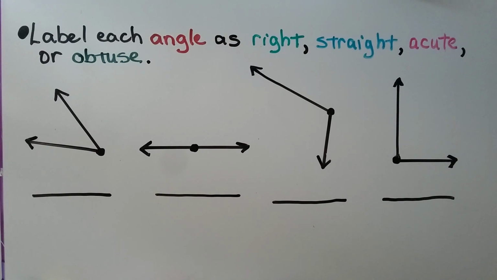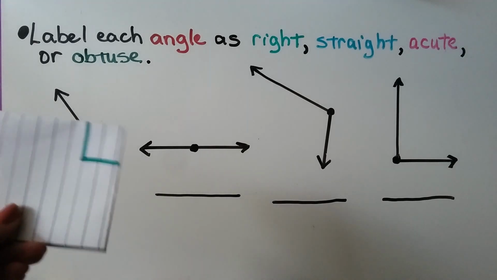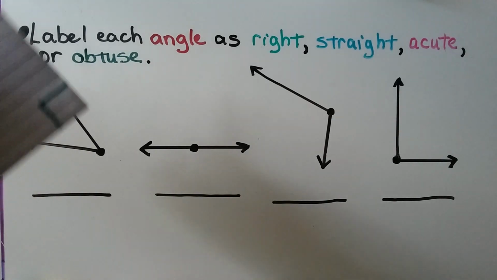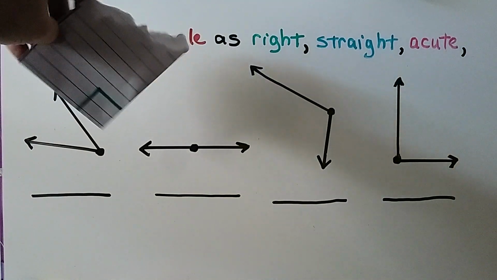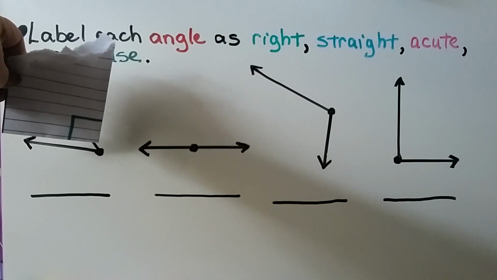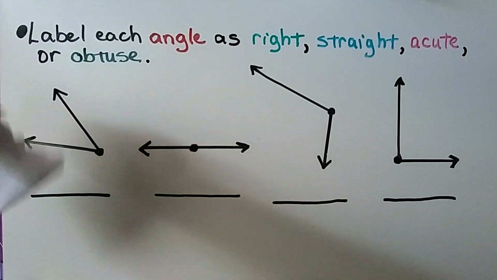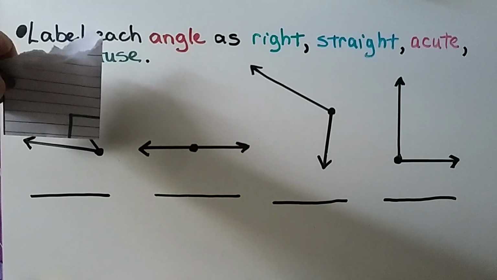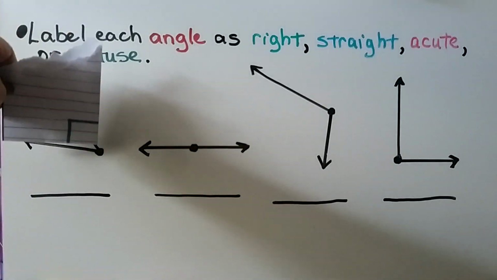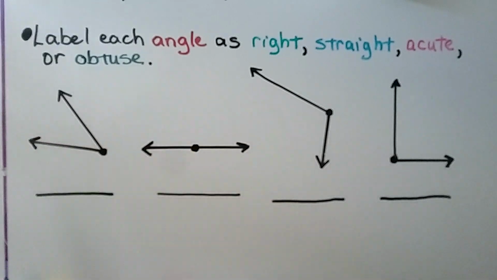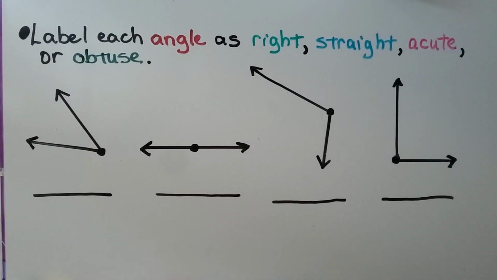We need to label each angle as right, straight, acute, or obtuse. And we can use our corner. What we do is we lay our corner like this on the bottom line, and we see if this line matches it. And look, it doesn't. It's smaller than a right angle. And which angle is smaller than a right angle? It would be an acute angle.